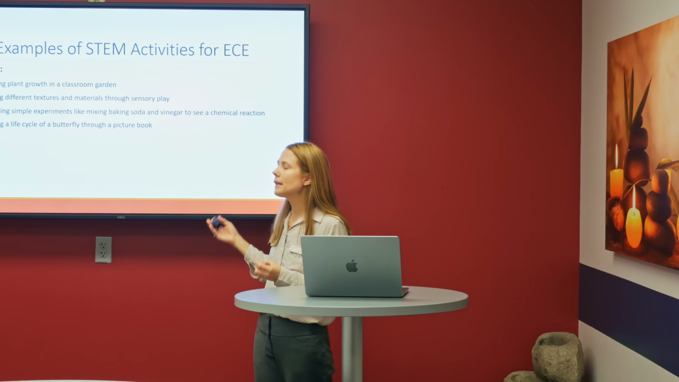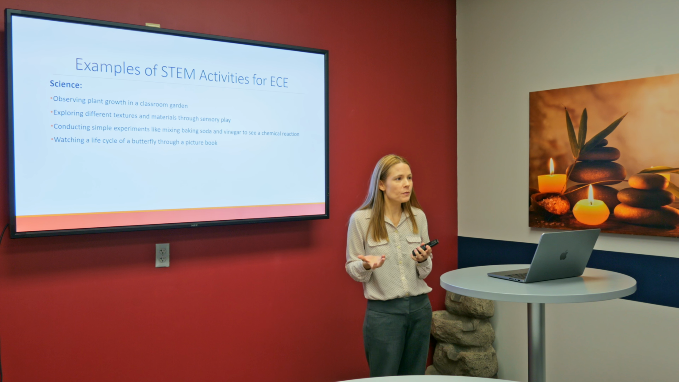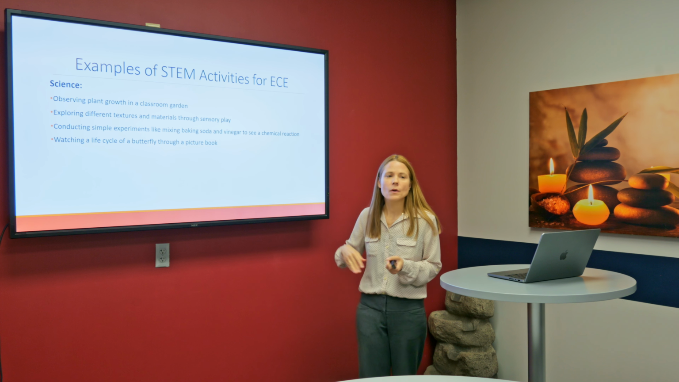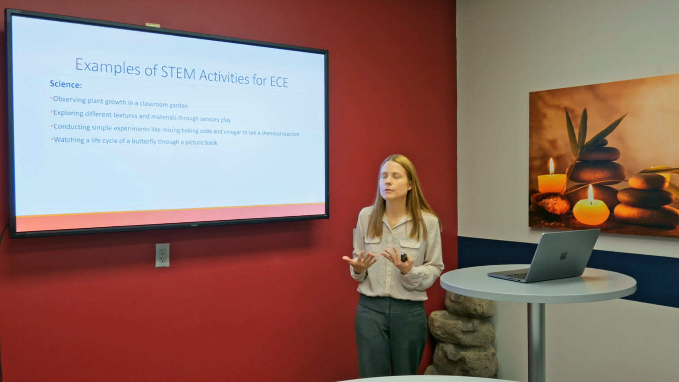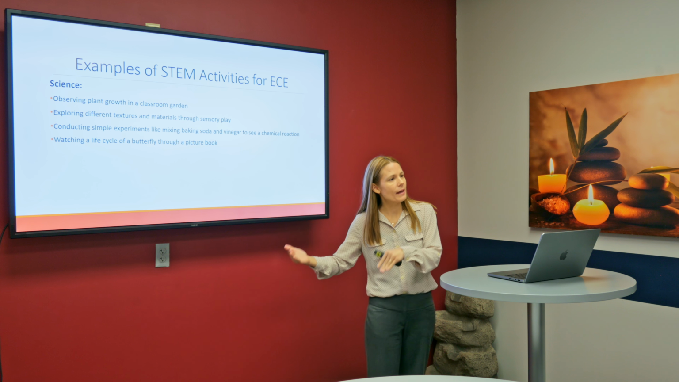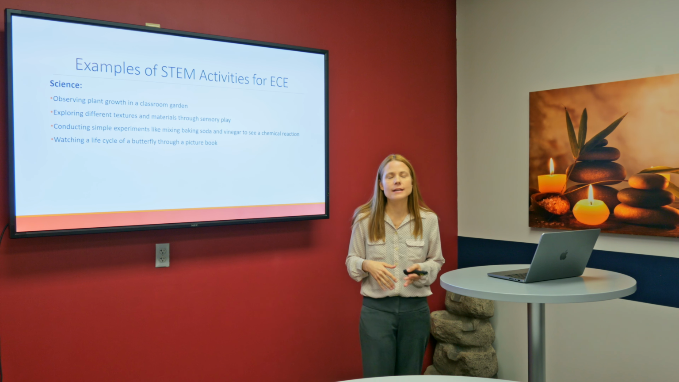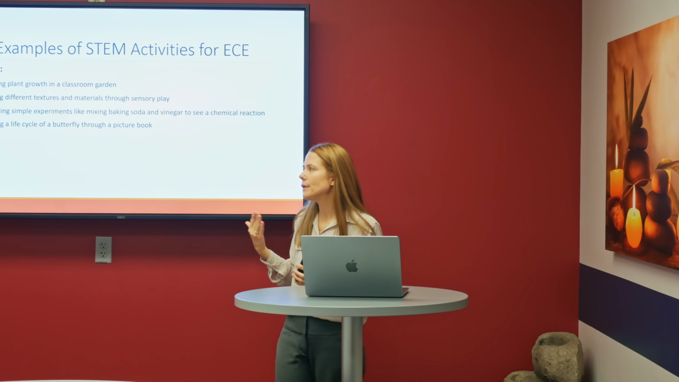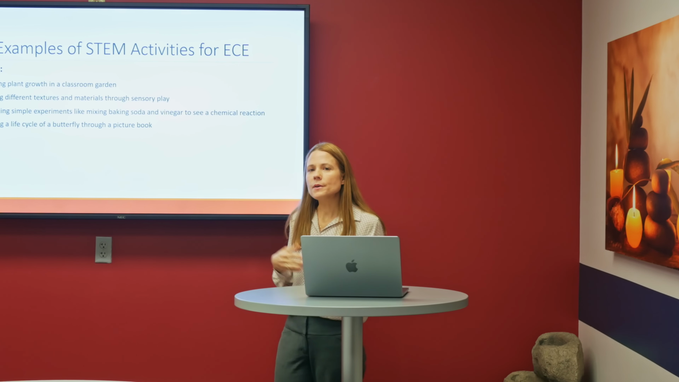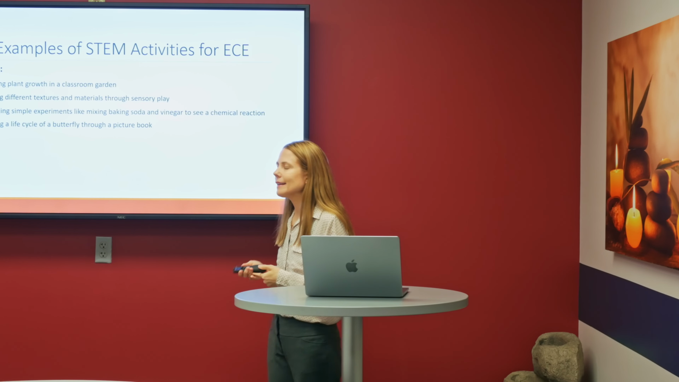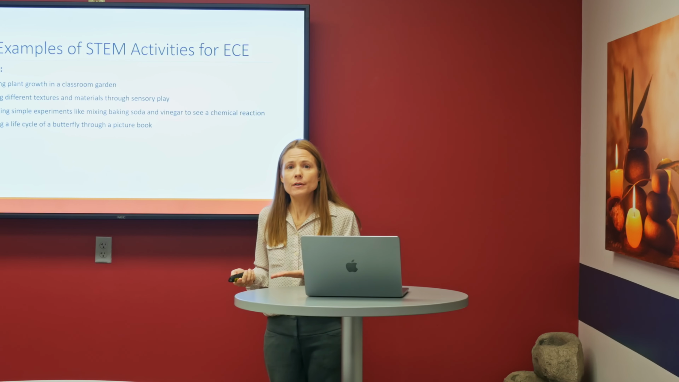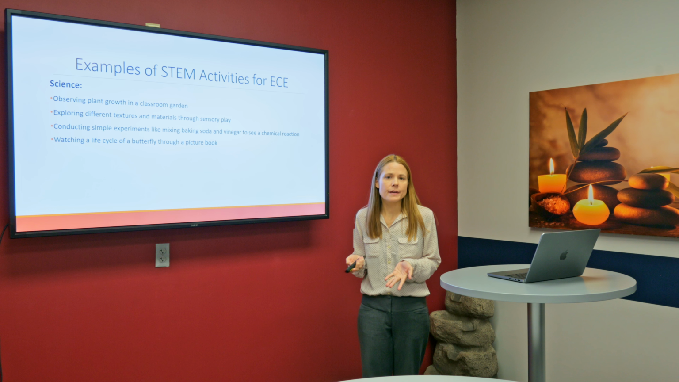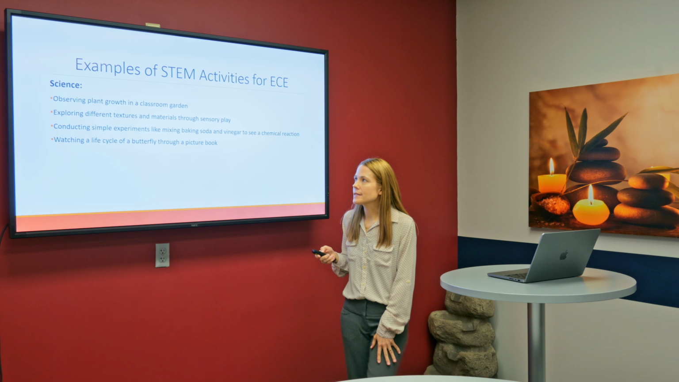We have plant growth, so you could have them observe plants, right, if you want to do botany. A classroom garden is wonderful for this. If you have the room, you can do an outside garden or maybe even an inside garden. Using different materials and textures during play. Doing experiments like simple things, baking soda and vinegar, and even looking at life cycles of different animals like the butterfly. So those are just some simple things that you could do with science.